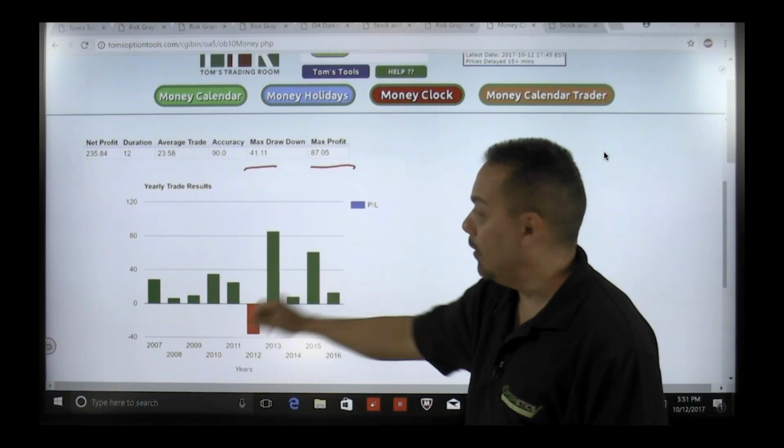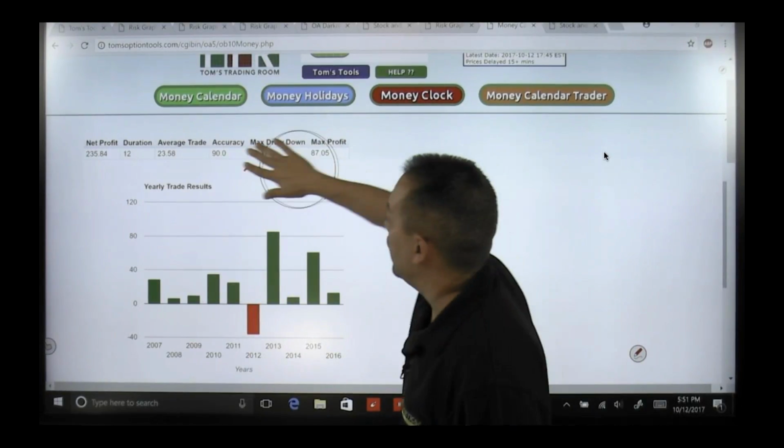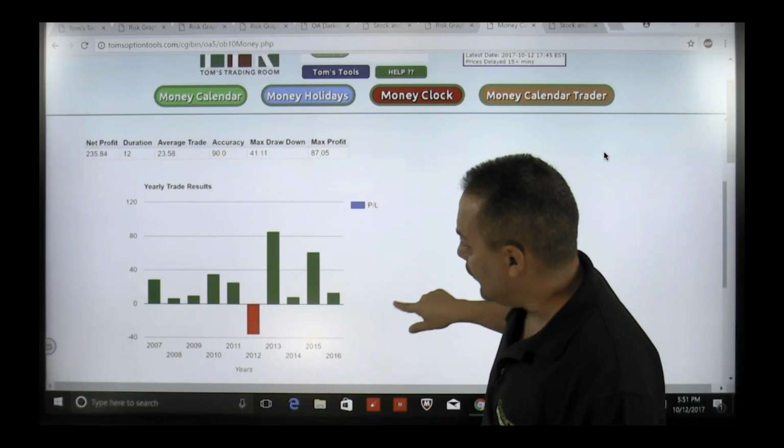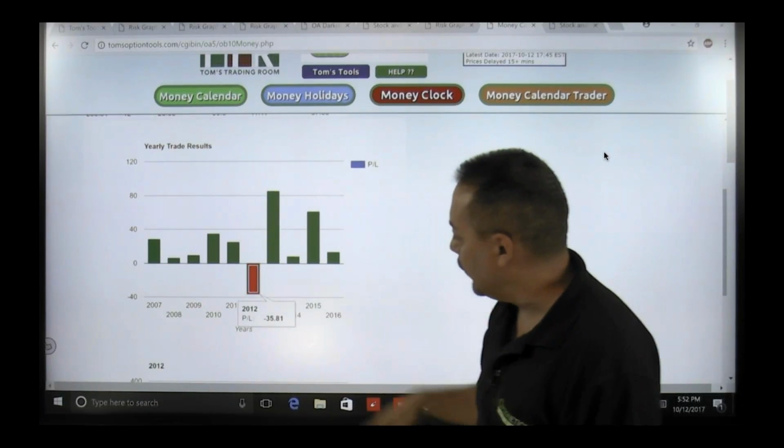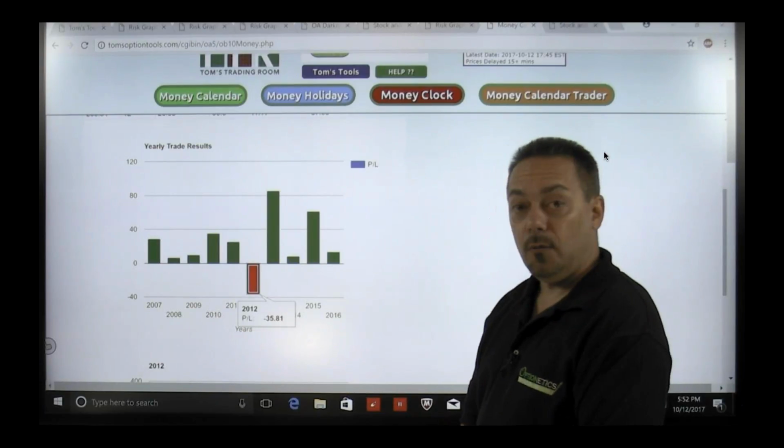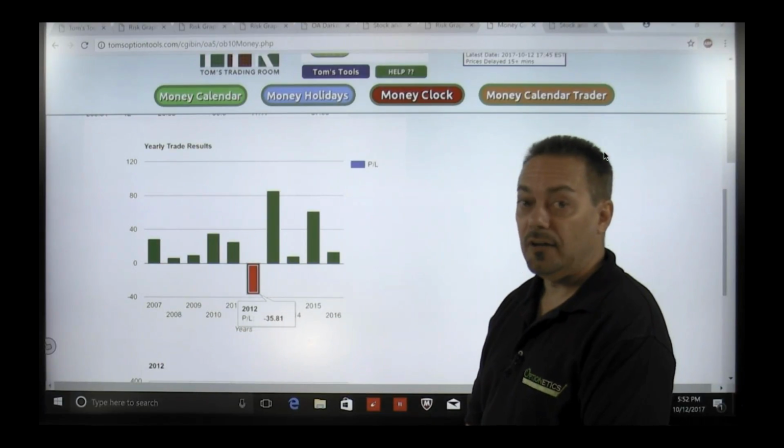This is what we're interested in looking at. Let's take a look at it real quick. I see my yearly trade results. The 1 year did not work out. Let's look at that first. Minus $35.81. Again, there are no guarantees.